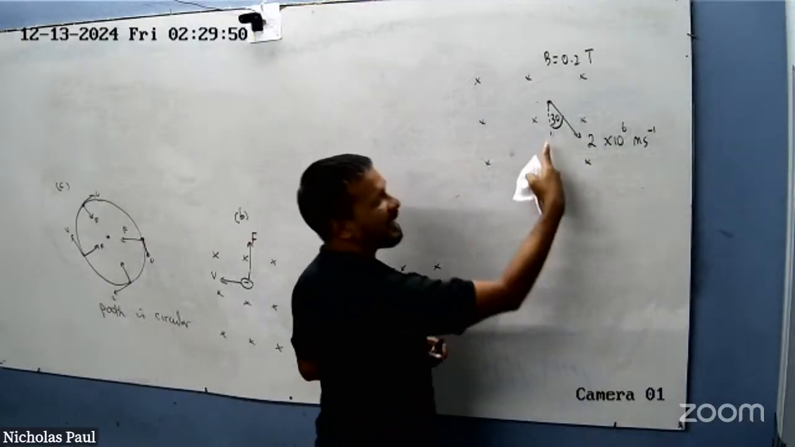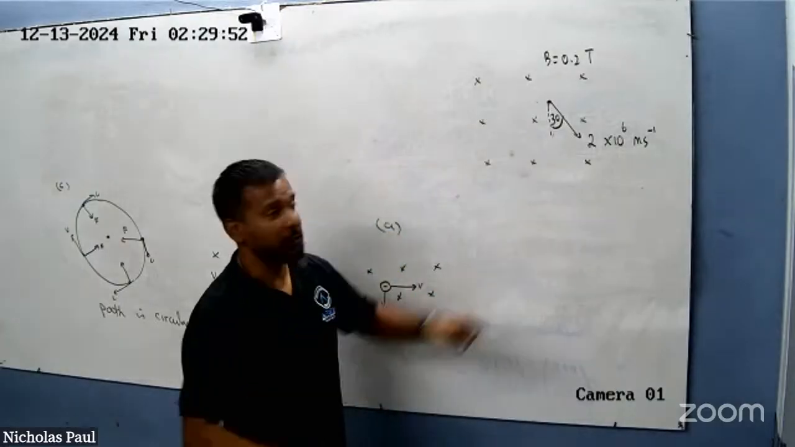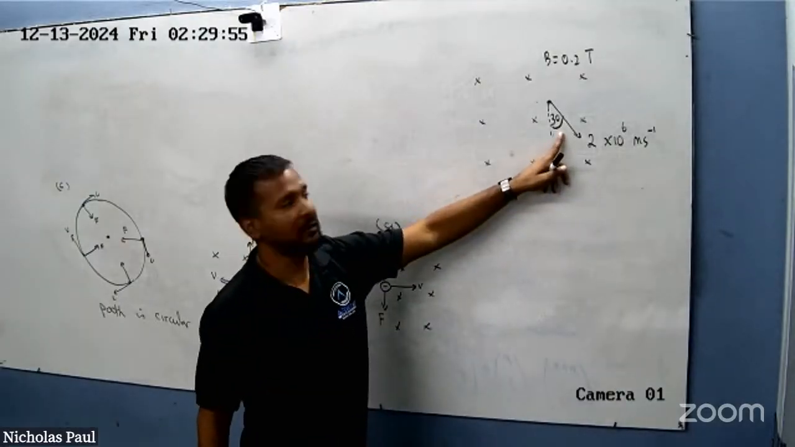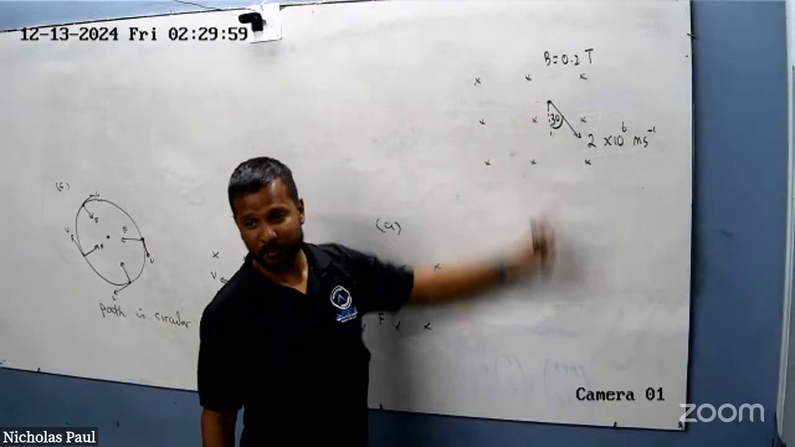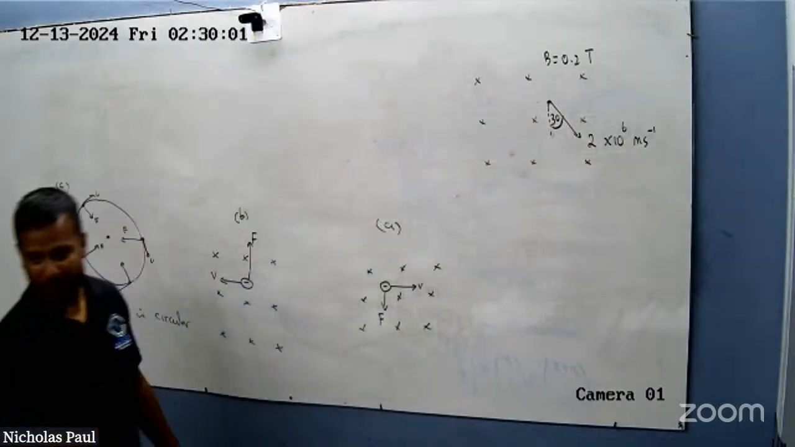Right? So the path that this will follow is what? So watch, even if it's 30 degrees, it doesn't matter. The velocity is here and the force is perpendicular to this. They're always going to be perpendicular to the path of the circle.